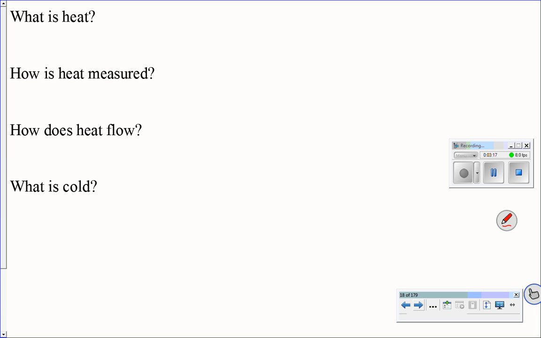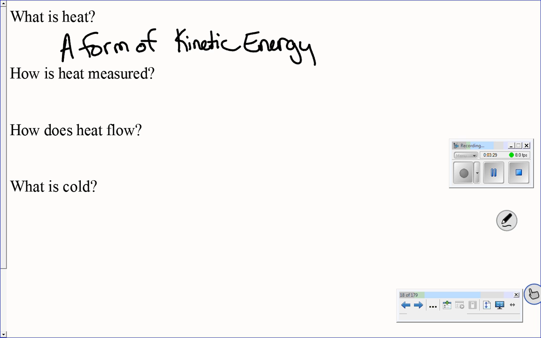What heat actually is, is a form of kinetic energy. Specifically, we call it thermal energy. It has to do with vibration in molecules. Heat is measured by measuring temperature.